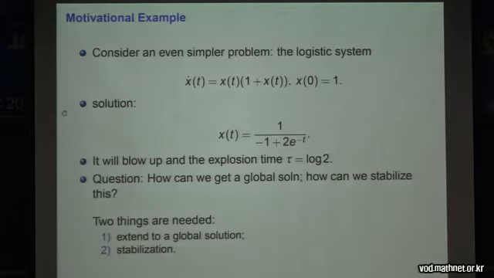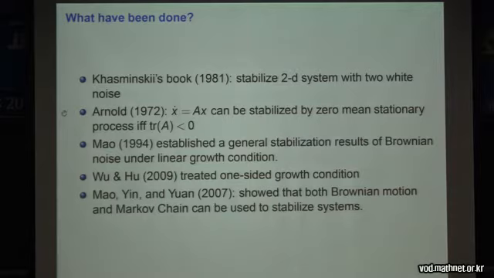So let me mention some of the work, not of this part. In Hasminskii's book, he stabilized a 2D system with white noise. And Arnold, the conference you are attending is in honor of him, actually: X dot equal to AX can be stabilized by a zero mean stationary process if and only if the trace is less than zero. And Mao's work established a general stabilization result for Brownian motion noise under linear growth condition, and so on and so forth. This is my colleague's work treating one-sided growth condition. Here is our result on getting necessary and sufficient condition for stability.